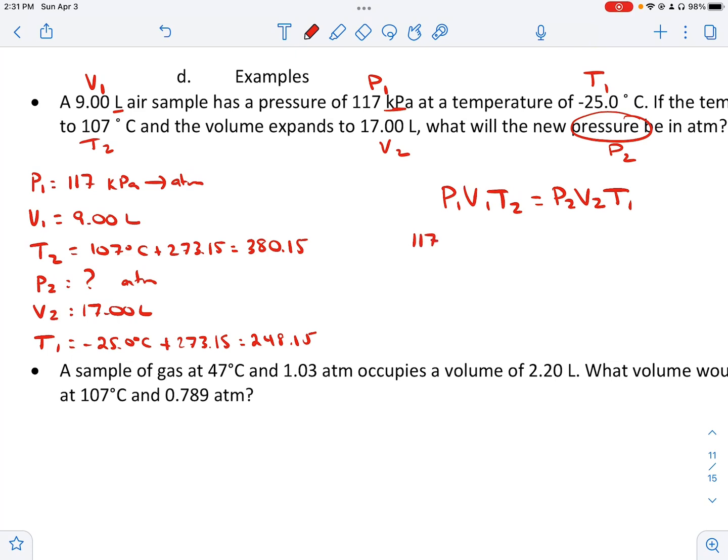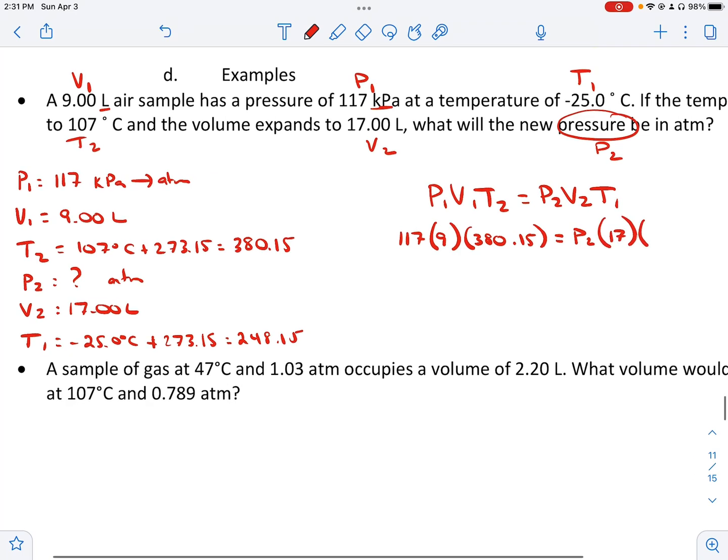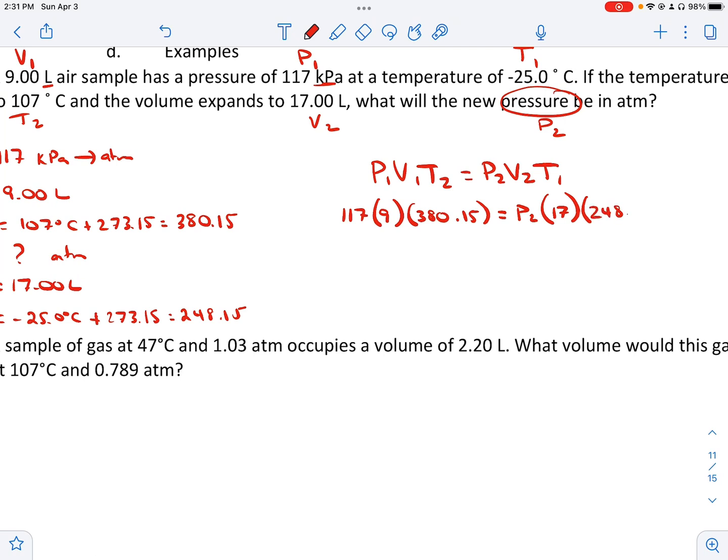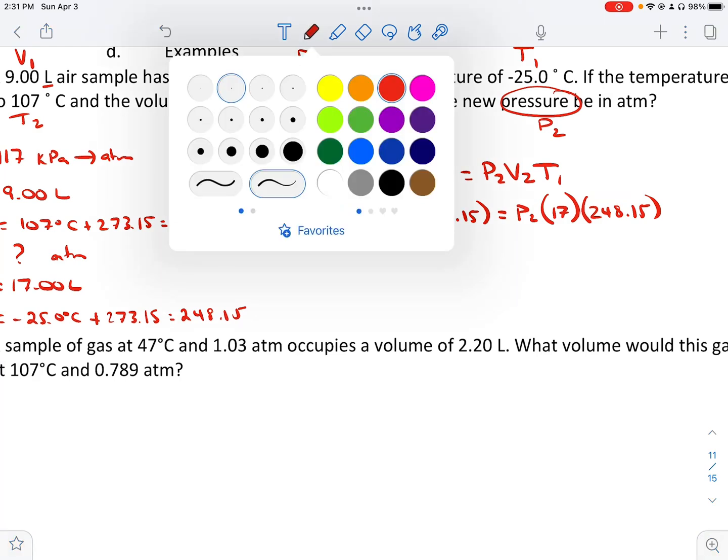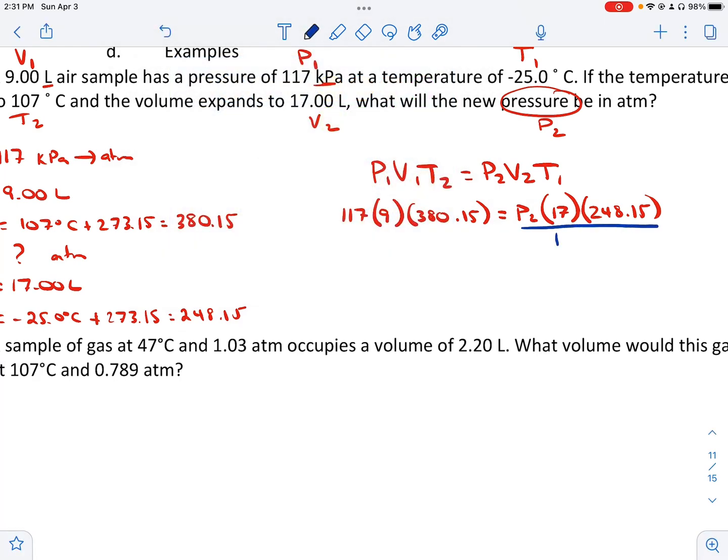So we're going to put 117 in times V1, which is 9, times T2, which is 380.15, is equal to P2, that's what we're looking for, times V2, 17, times 248.15. All right, now we're ready to do our math. Remember, we're trying to isolate P2, so we're trying to get P2 by itself. So if we divide, we're going to divide by 17 and 248.15 on each side, because over here that will cancel, right?